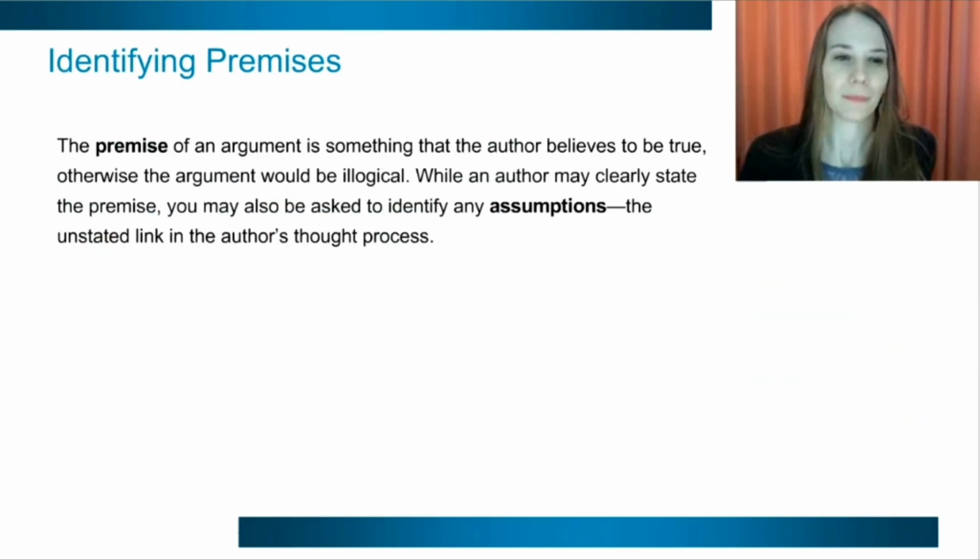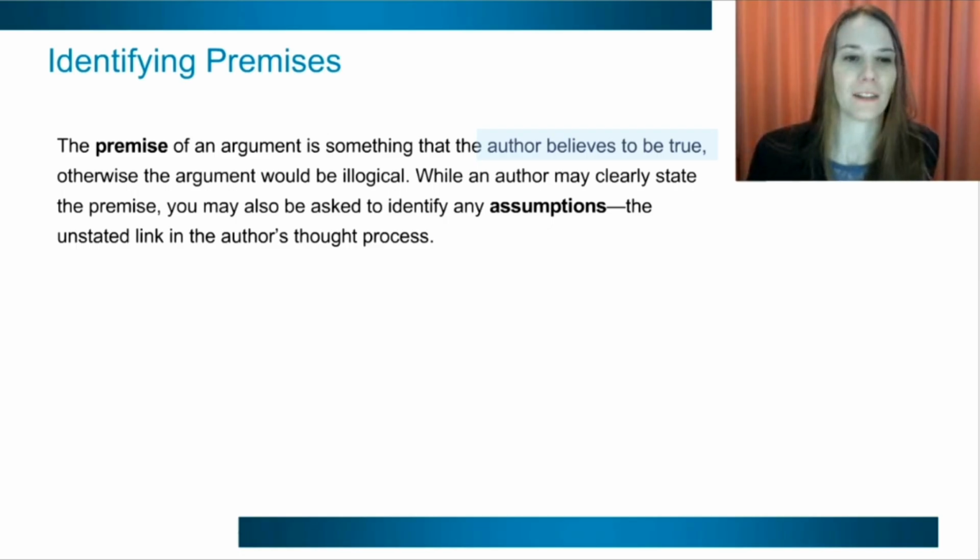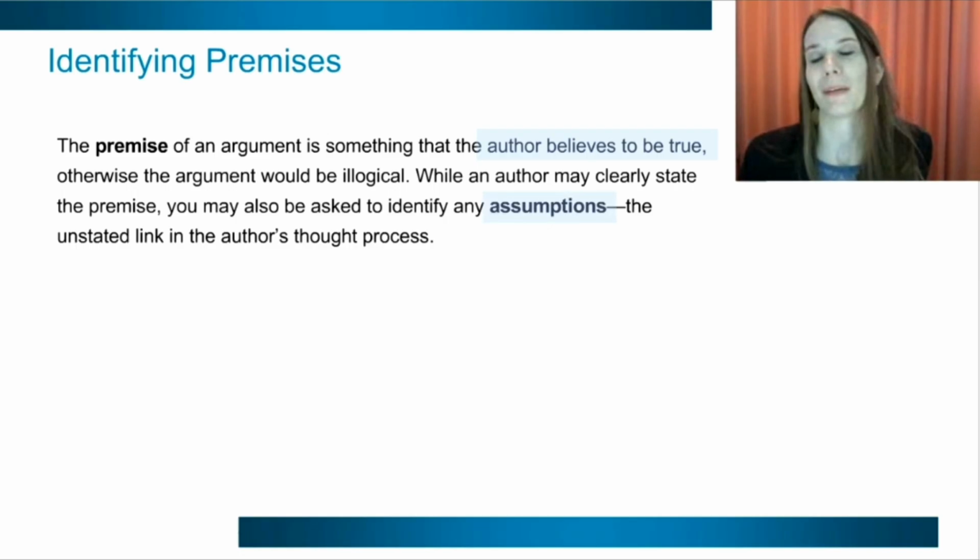Now, the third part of an argument is the premise. And the premise is something that the author believes to be true. If the author didn't think that this was true, then their argument would fall apart. There would be absolutely no reason to have that argument to begin with. Now, sometimes these are also called assumptions. So if you're asked to identify an assumption, what you're being asked is to identify a premise, or you're being asked to identify something that is unstated but links together the author's thought processes.